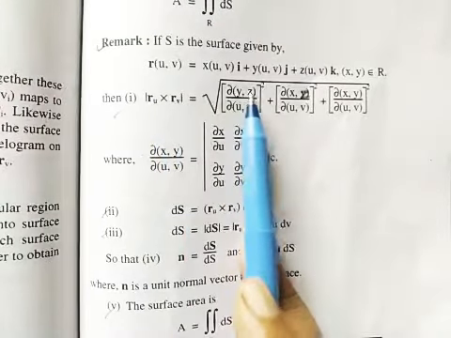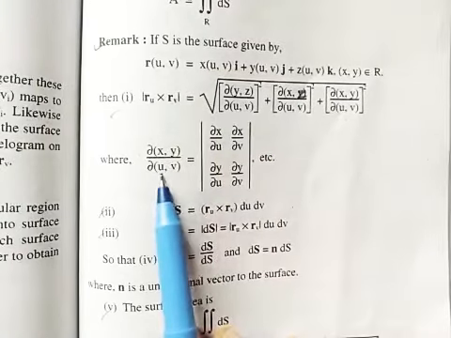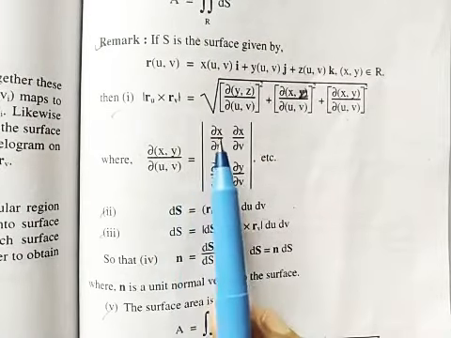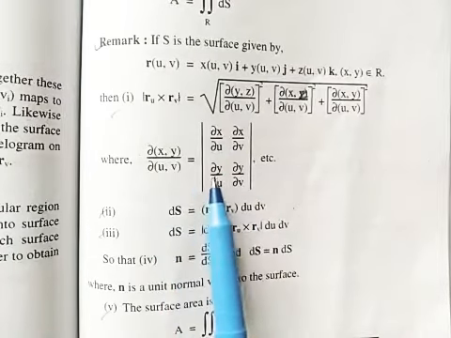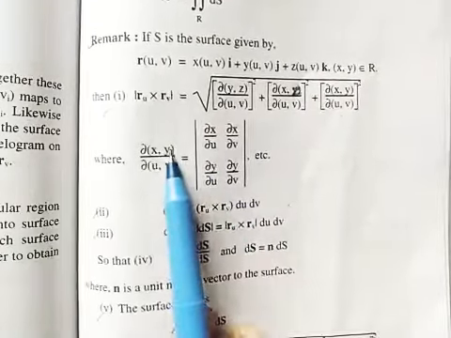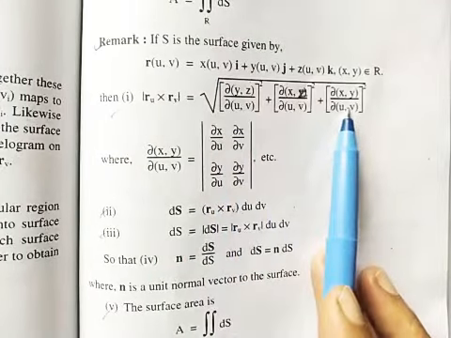What is the meaning of this? How to calculate these terms? ∂(x,y)/∂(u,v) is equal to the determinant with ∂x/∂u, ∂x/∂v in the first row, and ∂y/∂u, ∂y/∂v in the second row. So like this we will calculate each of these terms.